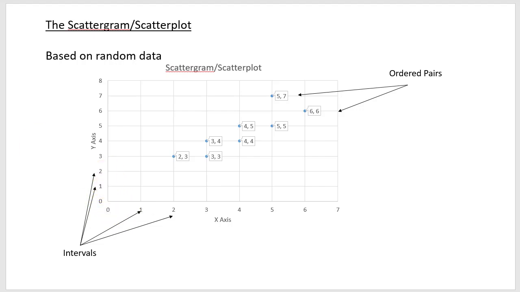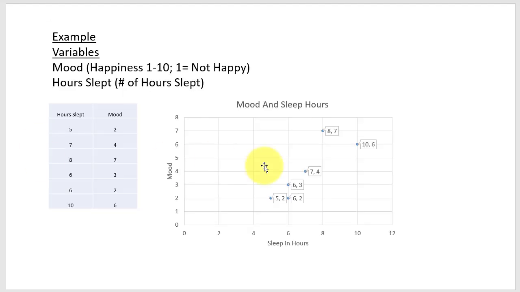So let's look at the data that goes with this example. So we measured mood, maybe like on a scale of 1 to 10, where 1 is not happy and 10 is very happy. So we measured mood for 6 people, and we also measured the number of hours slept. So the first person has the number of hours that they slept and the mood that they were in the next day. And so for example, the last person slept for 10 hours and has a mood of 6.